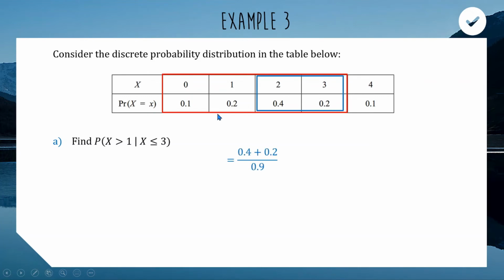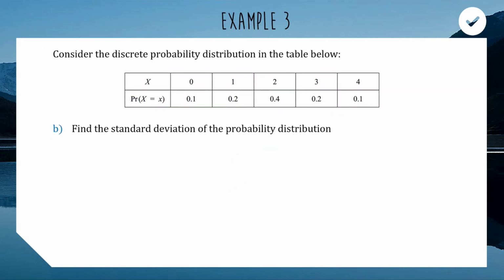All right, so we're going to have the probability of 2 and 3 is 0.4 plus 0.2. Out of a total, it's not out of 1 because, like I said, we're not including the 4. Our total is this red box, which is 0.1 plus 0.2 plus 0.4 plus 0.2. So our total is 0.9. Calculating this, we get a value of 2/3. So there's a 2 in 3 chance that we are greater than 1 if we already know that we are less than or equal to 3.